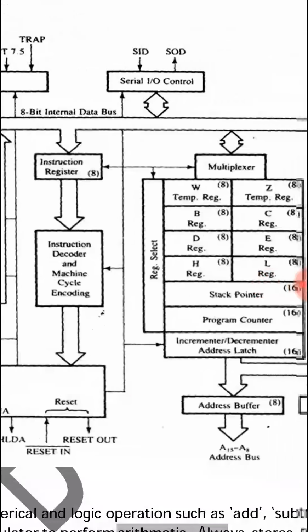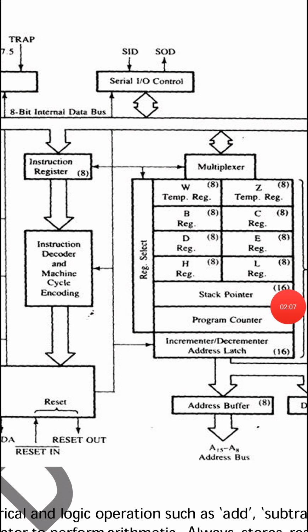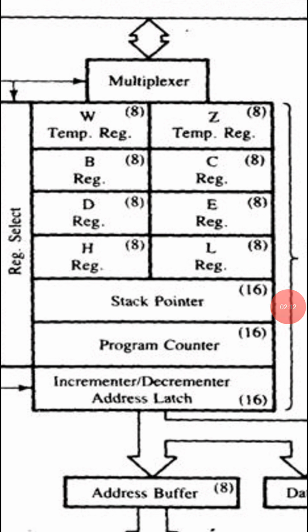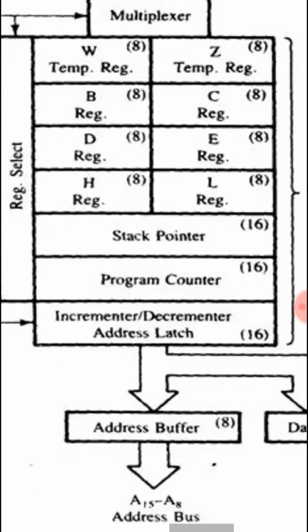Then we have got one more unit, which has got the multiplexer. Along with the multiplexer we have got various registers. W and Z are the temporary registers. Along with that B, C, D, E and H, L. These are the 6 special registers. In case we want to store 16-bit data, that is 2 bytes, the register pair will be considered. The valid pairs are BC, DE and HL.